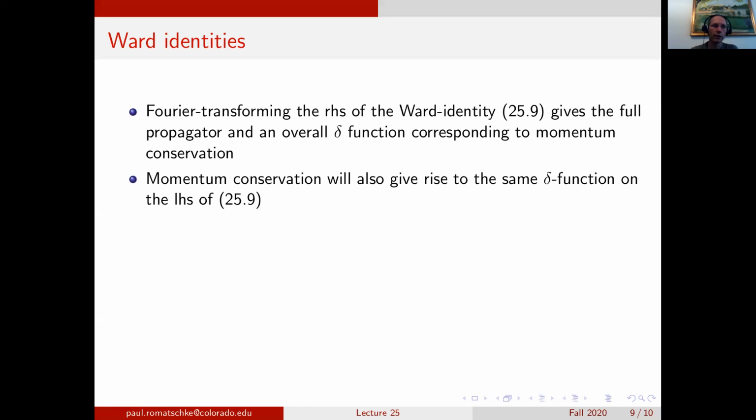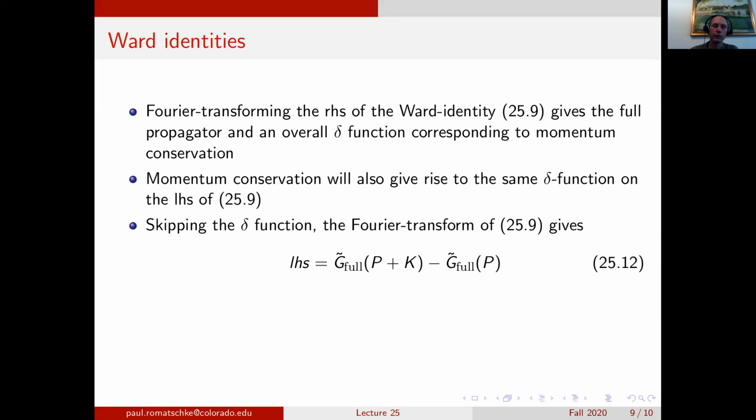Momentum conservation must also be true on the left-hand side of the Ward identity. So if we Fourier transform that, we must also get a delta function that is of the same form as the one that we just wrote down. So if we just don't write the delta function because it's the same on the left and the right-hand side, the Fourier transform of the Ward identity will give us that the left-hand side is equal to the full propagator evaluated at momentum p plus k minus the full propagator evaluated at momentum p.